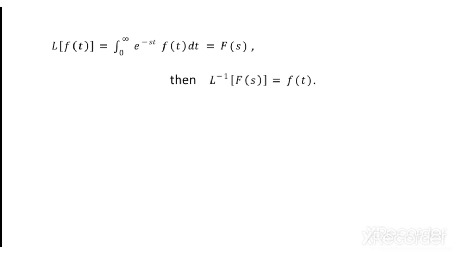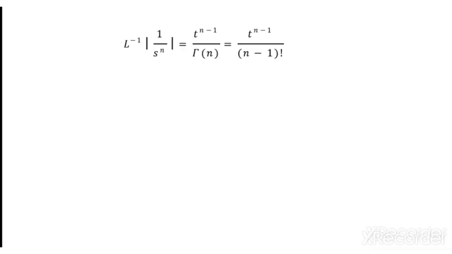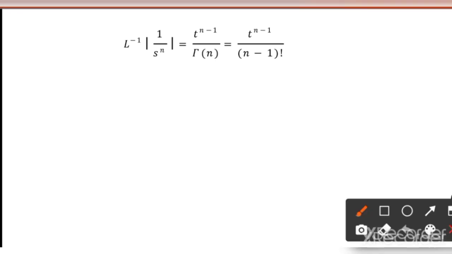Result number 1: L inverse of 1 over s power n is t power n minus 1 by gamma of n, and you know that gamma n is nothing but n minus 1 factorial. Thereby L inverse of 1 over s power n is t power n minus 1 by n minus 1 factorial. You have to remember this.